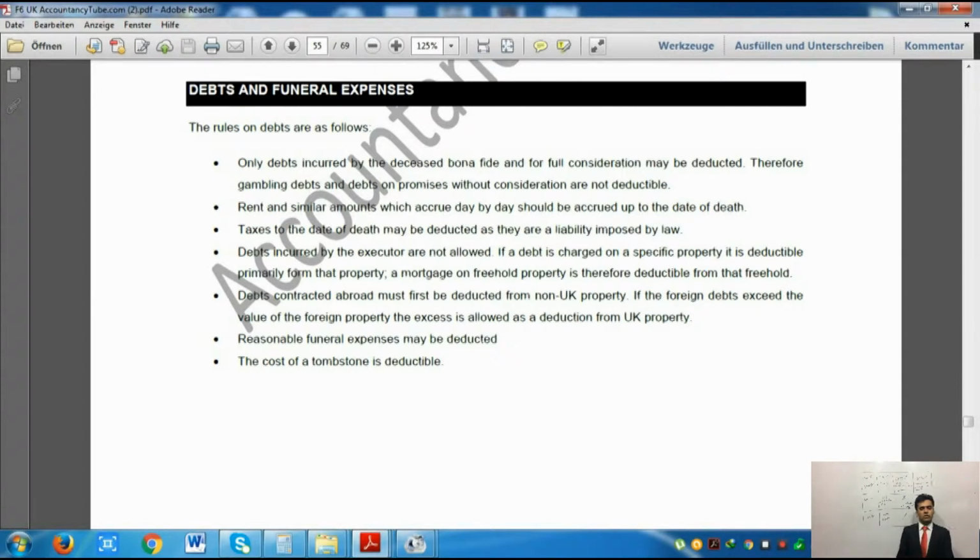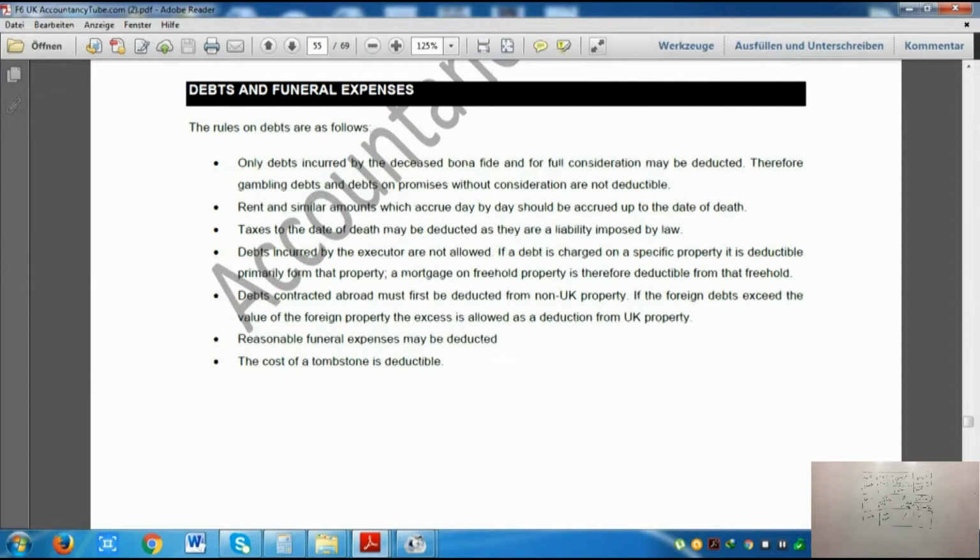Now whenever a gift with reservation comes, you will have to include that in the death estate, unless there are some conditions, but we will see later. Those are not part of the F6 syllabus. They are only part of the P6 syllabus, so you do not have to worry about it.